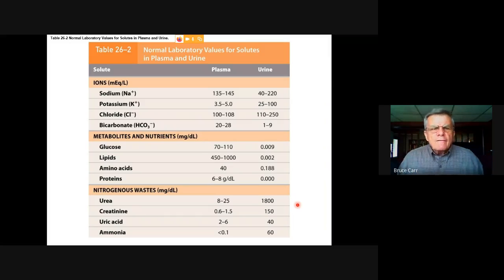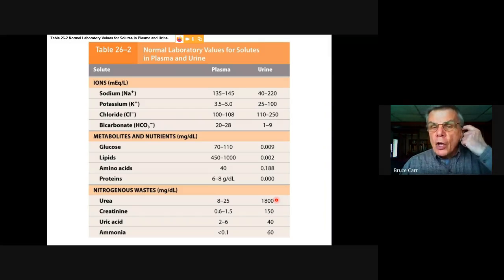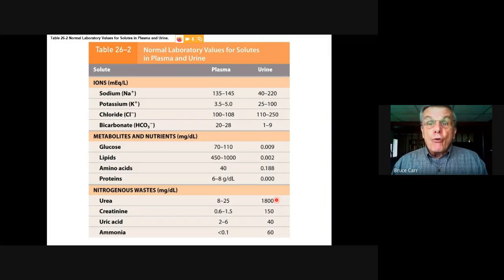The values of these different ions, metabolites, and nitrogenous waste are shown here. The normal homeostatic range that we encounter is shown in plasma, and the urine shows how the urinary system, especially the kidney, can form urine. So let's start up here with the solutes. Sodium, potassium, chloride, and bicarbonate are present in our plasma at all times. Look at these relatively narrow ranges. That means they're under homeostatic control.